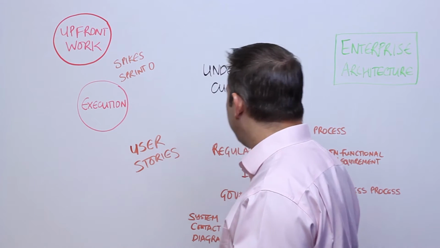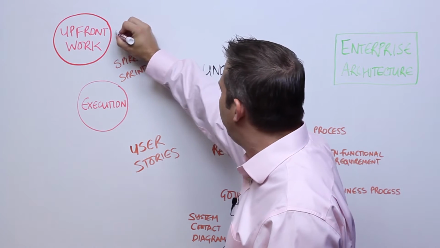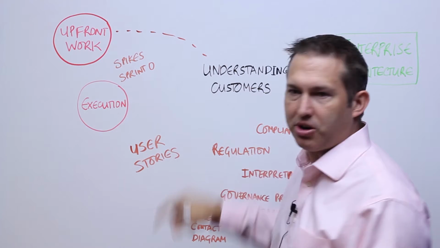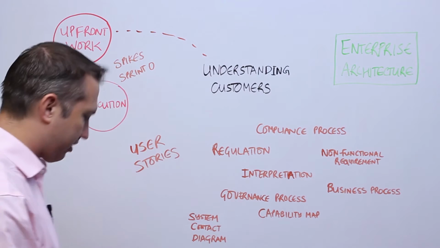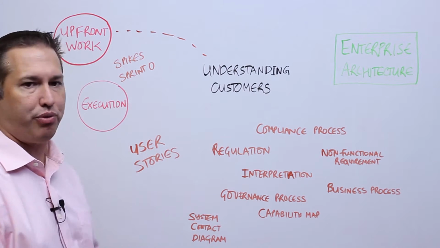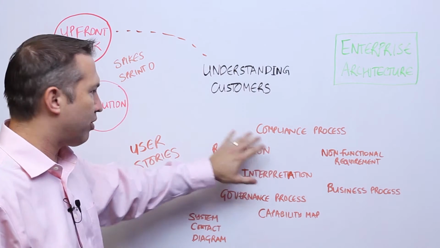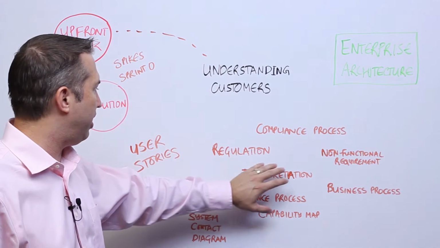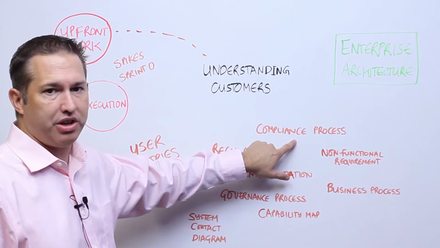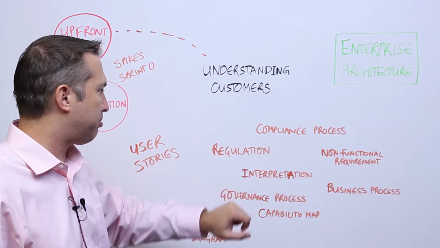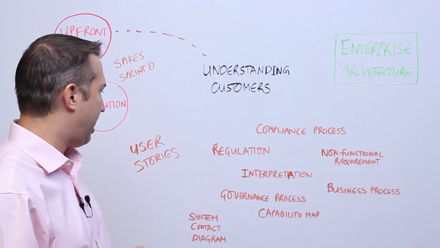But really, when we start to look into more complex environments, this understanding of the customer actually becomes a bit bigger of a piece of your project. So, for example, if we're dealing with a regulatory compliance issue, we need to figure out what the regulation is that we're dealing with, do an interpretation of that regulation. We might have some governance processes that need to be defined, some compliance processes. We've got some non-functionals that exist around that.